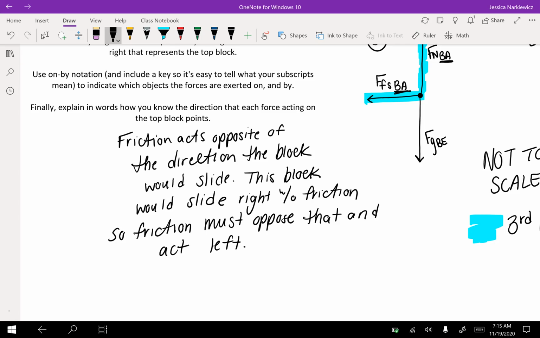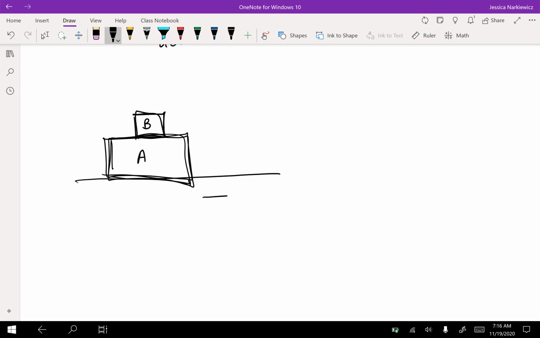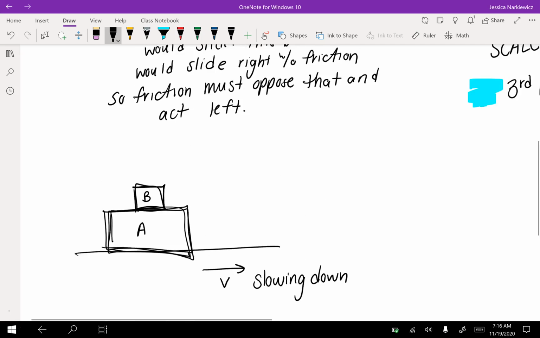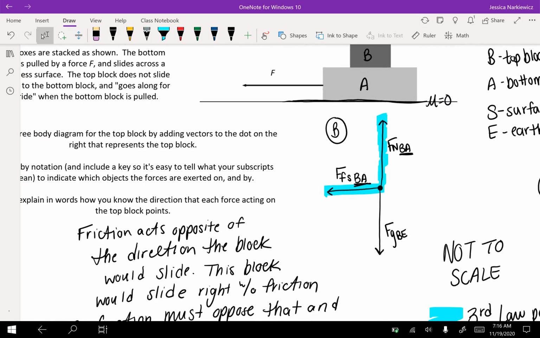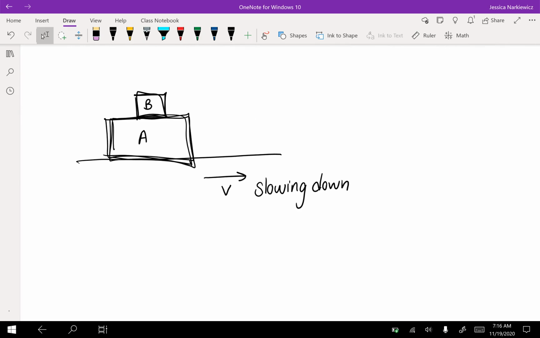Okay. Now, where that can get a little bit tricky is, let's say that we have a block, okay, with another block on top of it. Let's say B, A, and let's say both blocks are moving together across the surface with a speed v, but these blocks are slowing down. So in our first example, we were accelerating our blocks from rest, but when we're slowing down, things become a little bit different. So the blocks have some velocity v, okay, and we are slowing down.